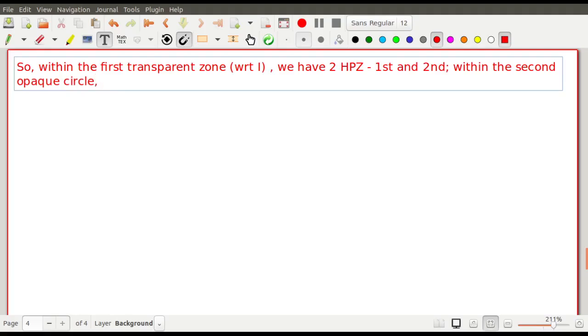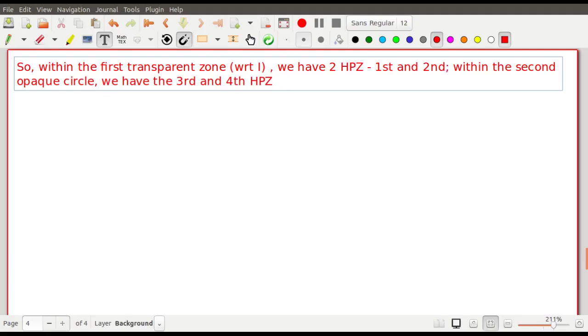again we have, who will be there? We have the third and fourth half periods, okay? Within the first transparent zone with respect to I we have two half period zones, that is the first and the second. Within the second opaque circle we have the third and the fourth half period zone, right?